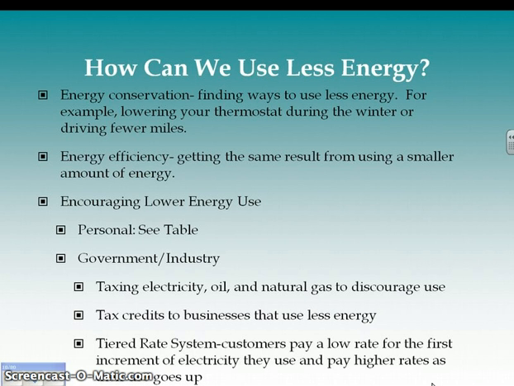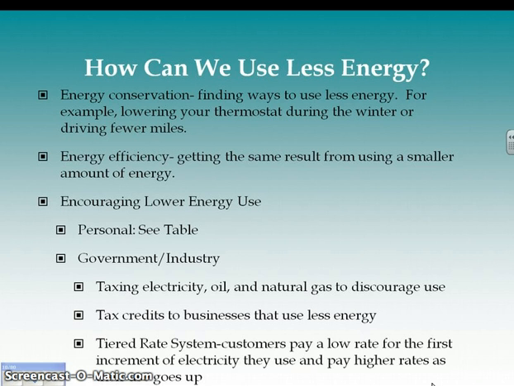So if there were some type of tiered scale or system set up, depending on the size of the business, certain businesses would be given tax credits if they stayed within their energy allotment. That also ties into a tiered rate system for electricity. A tiered rate system is when customers pay a low rate for the first increment of electricity they use, and then pay a higher rate as their use goes up.